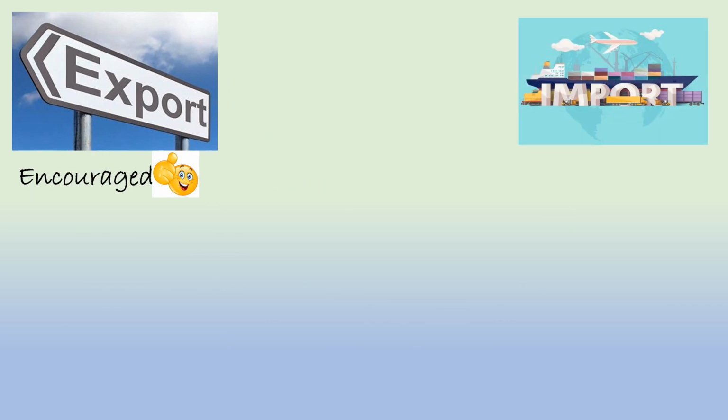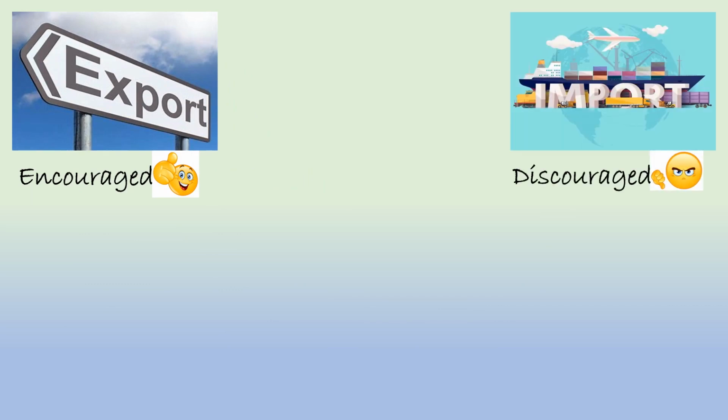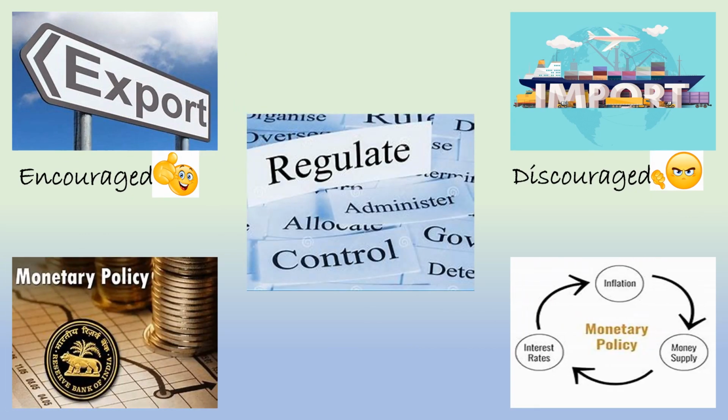Similarly, exports can be encouraged and imports can be discouraged through taxes. The market system can also be regulated indirectly through monetary policy, which works through changes in the rate of interest and the supply of money.